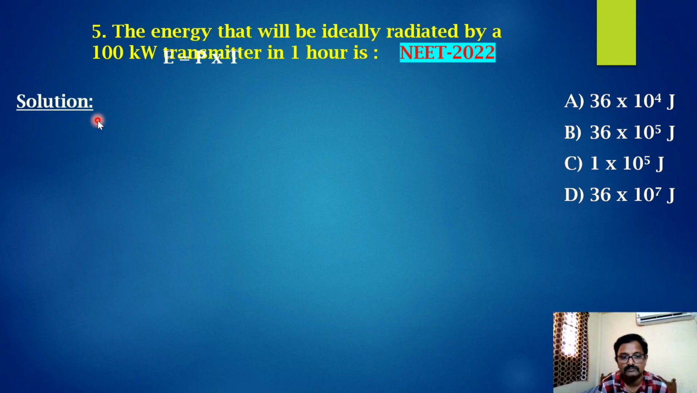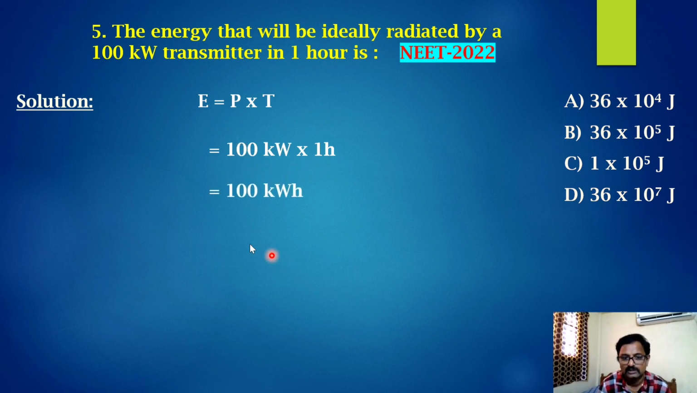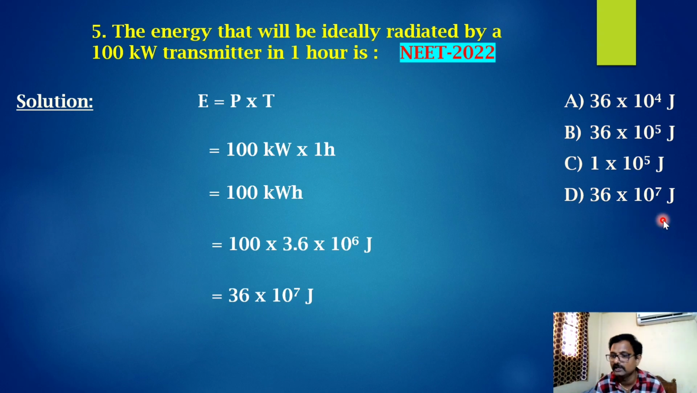Solution. We know that energy is equal to power into time. So in place of power we will substitute 100 kilowatt into time 1 hour, that is equal to 100 kilowatt hour. So 1 kilowatt hour means 3.6 into 10 power 6 joule. So we got 100 into 3.6 into 10 power 6 joule, that is equal to 36 into 10 power 7 joule. From the options, option D is the answer, my dear.